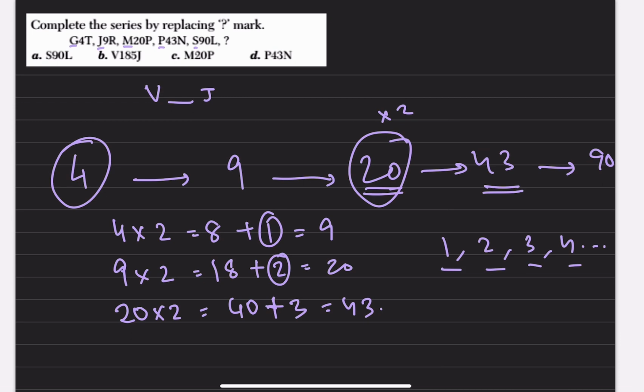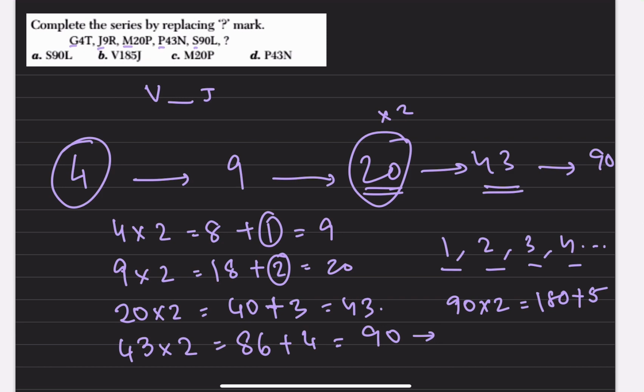In this series, 1, 2, 3, 4, 5, and so on. So 43 into 2 is 86 plus 4, 90. And if you're supposed to find the next term, it should be 90 into 2 is 180 plus 5, because it's 1, 2, 3, 4, and the next term is 5. That means it's 185. So we found the middle term as well. It is V185J, which means B is the correct answer.